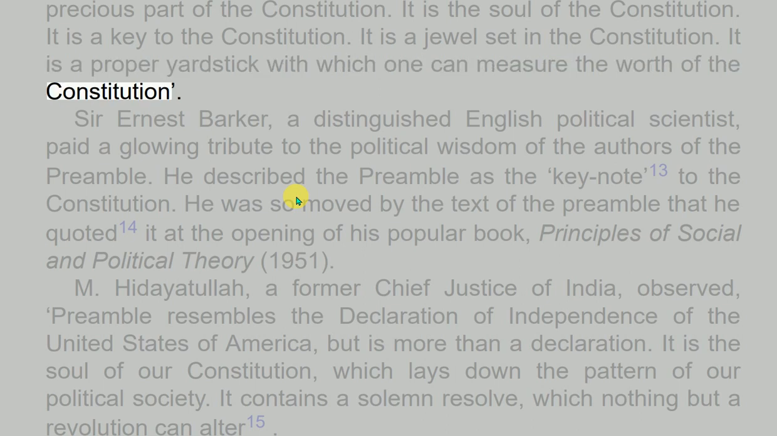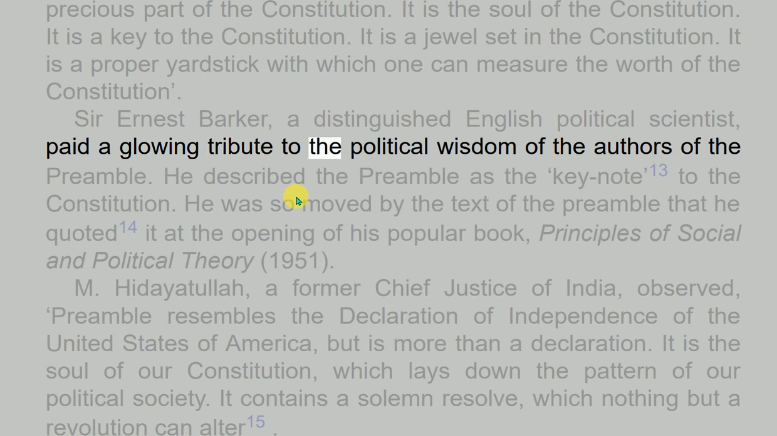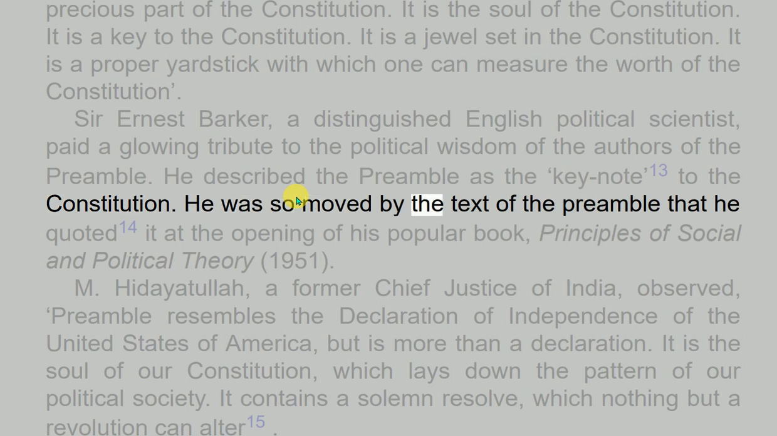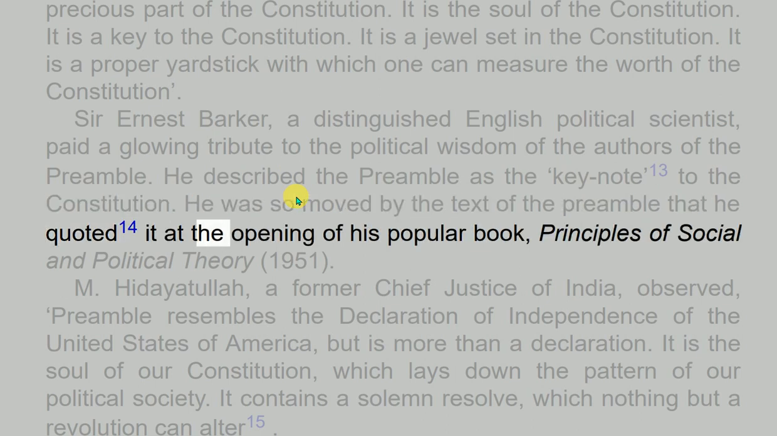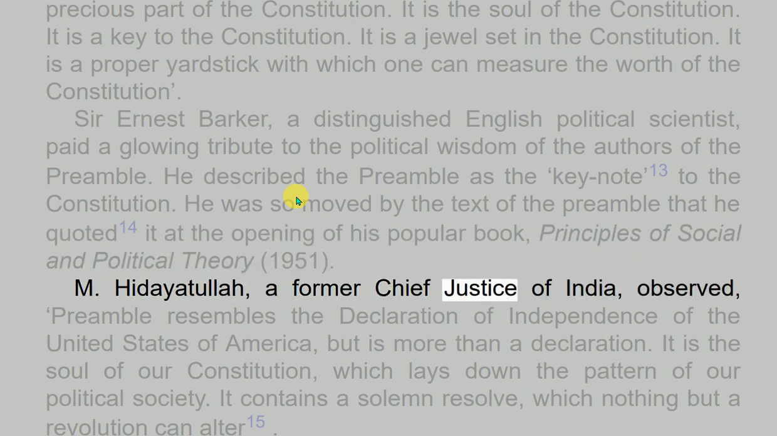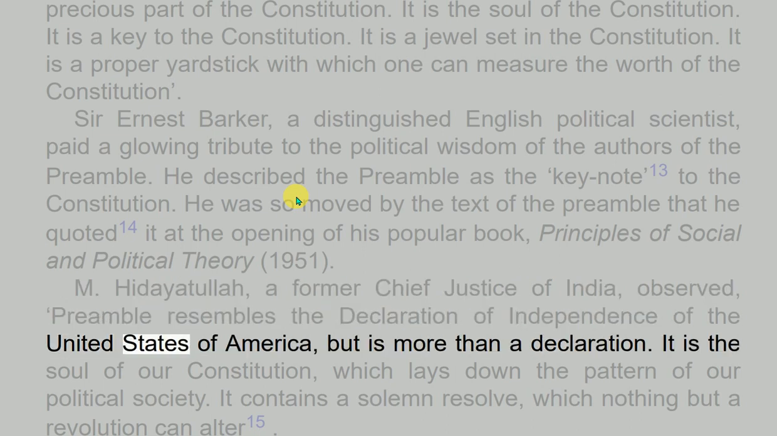Sir Ernest Barker, a distinguished English political scientist, paid a glowing tribute to the political wisdom of the authors of the preamble. He described the preamble as the keynote to the Constitution. He was so moved by the text of the preamble that he quoted it at the opening of his popular book, Principles of Social and Political Theory, 1951. M. Hidayatullah, a former Chief Justice of India, observed, preamble resembles the Declaration of Independence of the United States of America, but is more than a declaration.